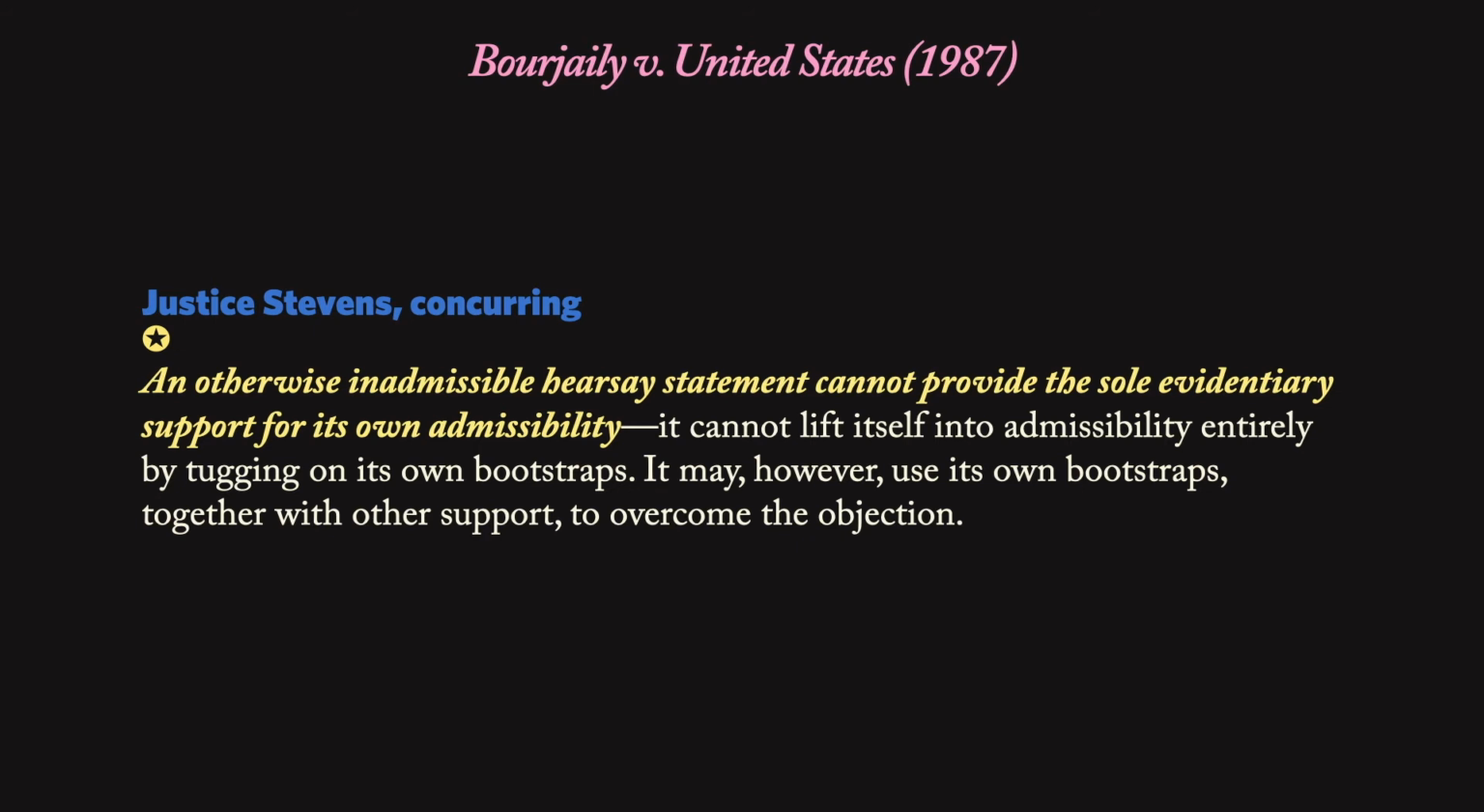Ten years after Bourjaily was decided, the advisory committee amended the rule, adopting Justice Stevens' view. It foreclosed using a purported conspirator statement to alone establish the foundation for its admissibility. The committee extended that requirement to statements of authorized speakers, agents, and employees as well.